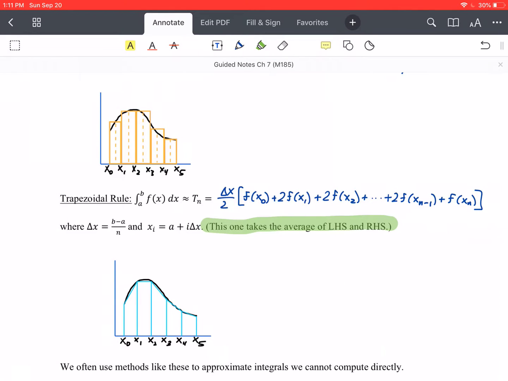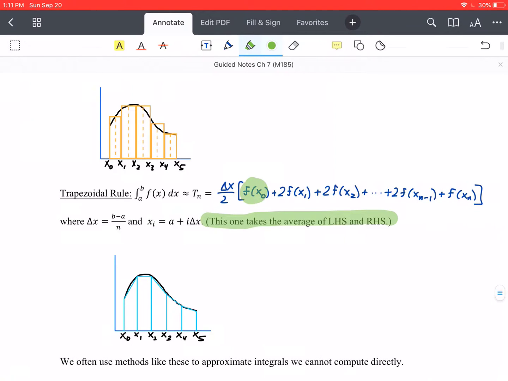right-hand side. And if you think about those formulas, the left-hand side approximation would be starting with the leftmost value, at x sub 0, x sub 1, x sub 2, all the way up to the second to last, x sub n minus 1. Then, if we did the right-hand side, we would start at x sub 1, then x sub 2, all the way up to x sub n. So if we add those two together, all of the values would be double counted, except for the first one and the last one. Okay?